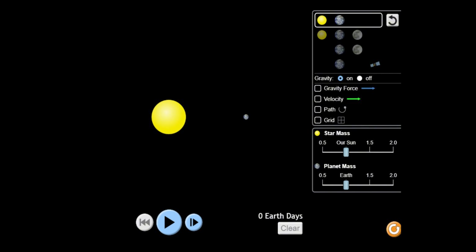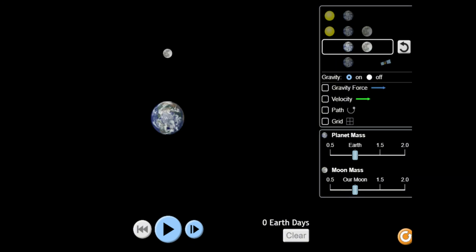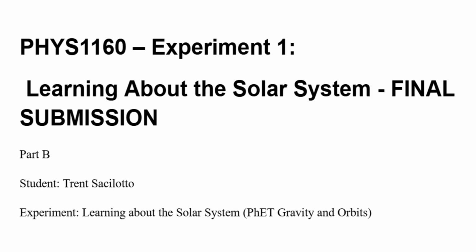I've learned that both objects in a system experience equal and opposite gravitational forces and orbit a common center of mass. This was especially clear comparing the Sun-planet system to the planet-moon system. Finally, the experiments showed that planets further from the star take longer to orbit, which follows Kepler's third law. Overall, the simulation helped me clearly connect Newton's law and Kepler's law to real planetary motion in the solar system.